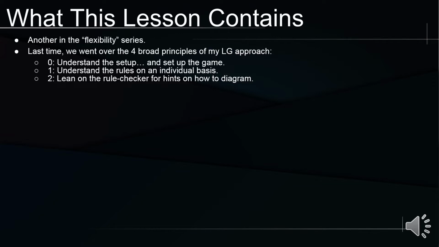Once you have done that, hopefully that has given you some idea of how to set up the game, but even if it hasn't, that's where Principle 2 jumps in. Lean on the rule checker for hints on how to diagram. Very often, the first question of every single game is, in fact, a rule checker. And that rule checker is nice because the answer choices for that question are generally going to be partial or hopefully complete sample diagrams. So that's where you can get an idea of how to diagram a game if you really have no clue how to do it.